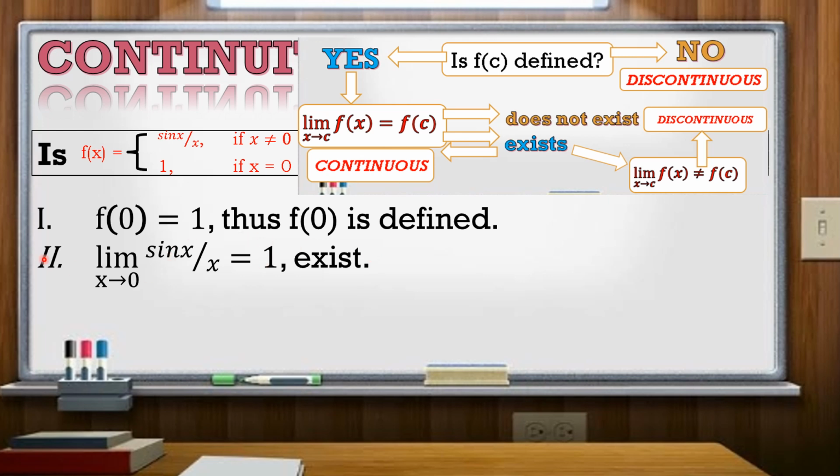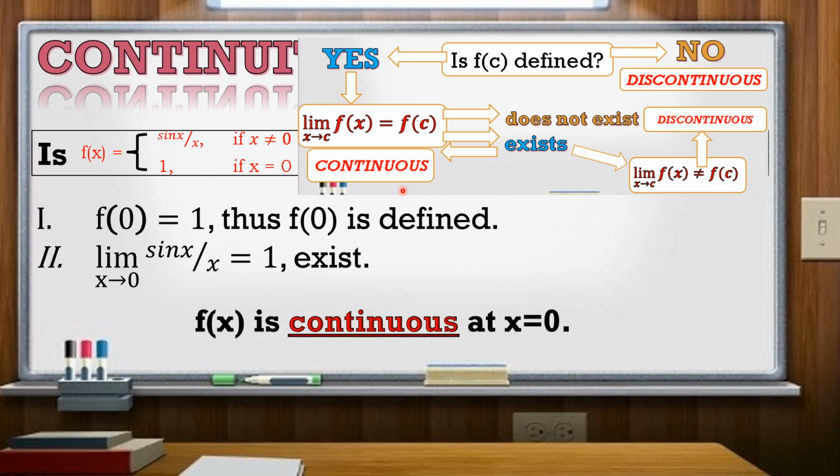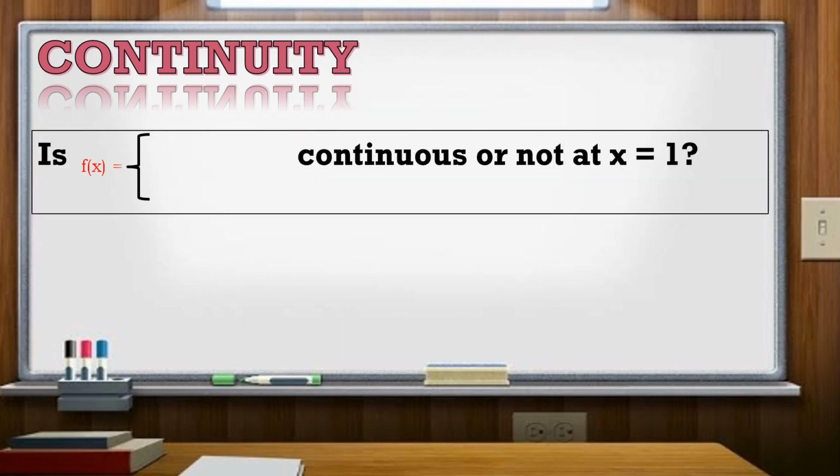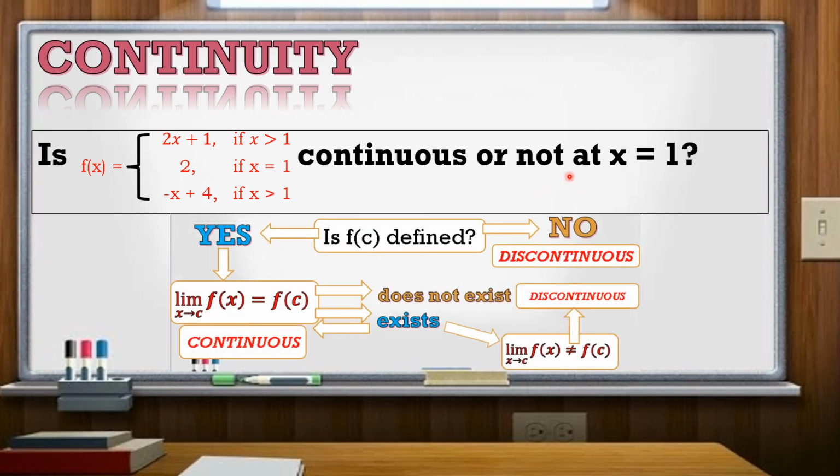I-compare natin yung step 1 and step 2. Magkapareho ba? Yes, they are equal. Then they are continuous. The function is said to be continuous at x is equal to 0. Now you try. Is the piecewise function continuous or not at x is equal to 1? You may follow this flowchart, okay? Para makuha kung continuous nga ba or not yung ating function at x is equal to 1. And the answer will be revealed on the next video.